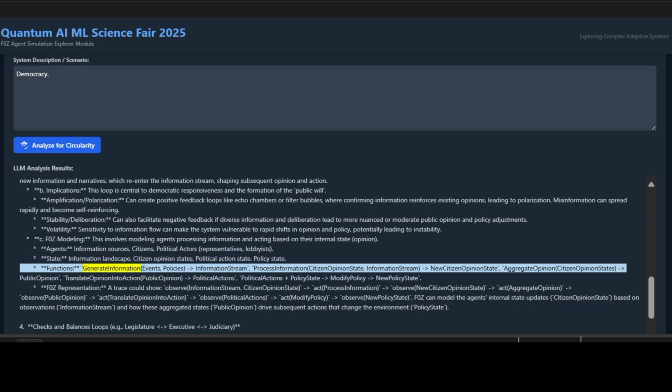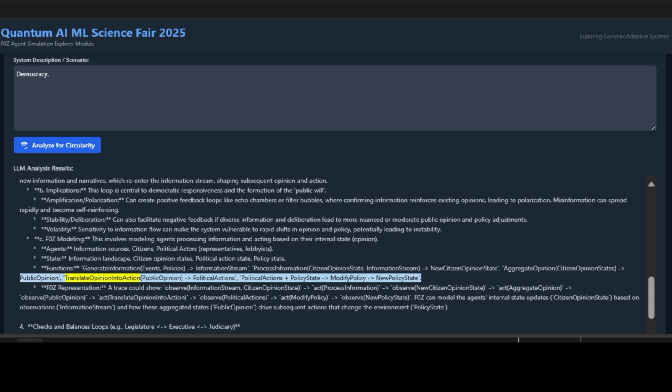Functions: generate information, events, policies → information stream; process information, citizen opinion state, information stream → new citizen opinion state; aggregate opinion, citizen opinion states → public opinion; translate opinion into action, public opinion → political actions plus policy state; modify policy → new policy state.